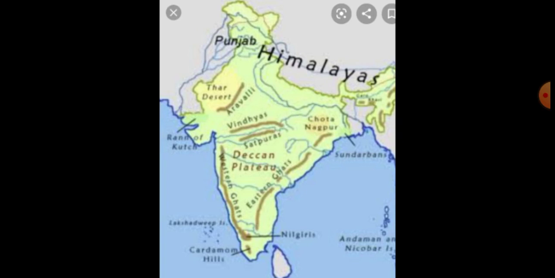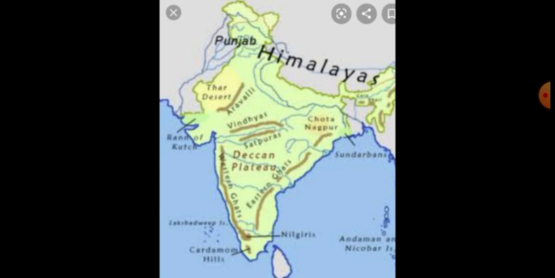All the students, listen very carefully. You have to see this map. This is the mountain map. Some of the important mountains are given here. Just see the Aravalli range, which is nearby the Thar Desert, on the border of the Thar Desert. The Aravalli range is there. Okay, identify it.